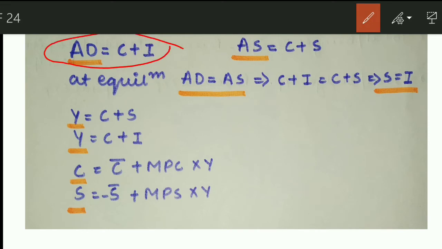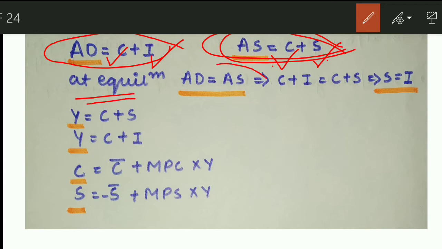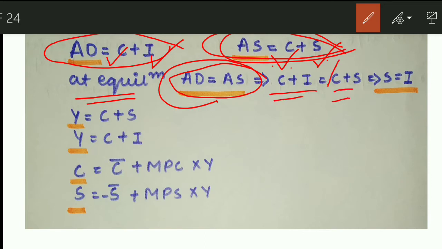Okay. After that, we studied various other things like aggregate demand has two components, total consumption and total investment. So aggregate demand is a sum of total consumption and total investment. Aggregate supply also has two components, total consumption and total saving. So by adding total consumption and total saving together, we get aggregate supply. And at the point of equilibrium, aggregate demand and aggregate supply both are equal. So it means that the components of aggregate demand and aggregate supply are equal.